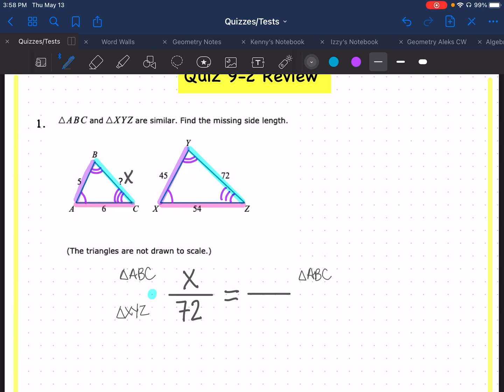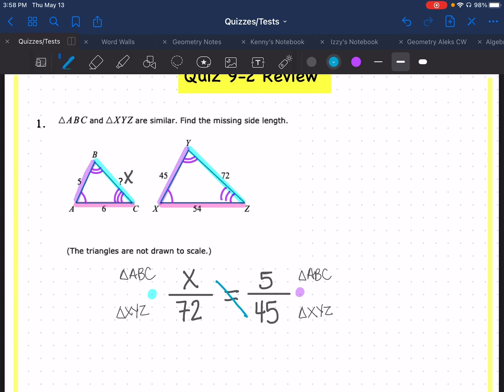I can pick the purple or the pink. They both have a number. And then I need to use their corresponding color from XYZ, and they both have a number as well. So it's my choice. Let's go ahead and use the purple. So I would put the purple 5 on the top, because that's from triangle ABC, and I would put the 45 on the bottom.